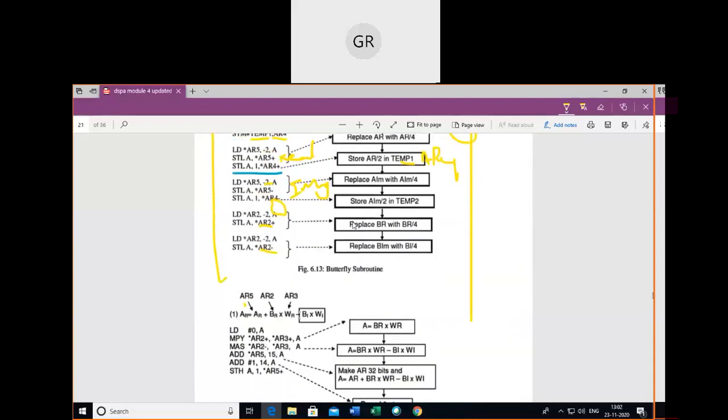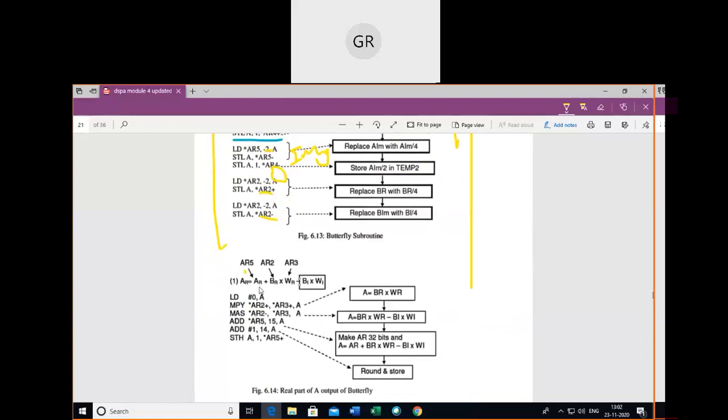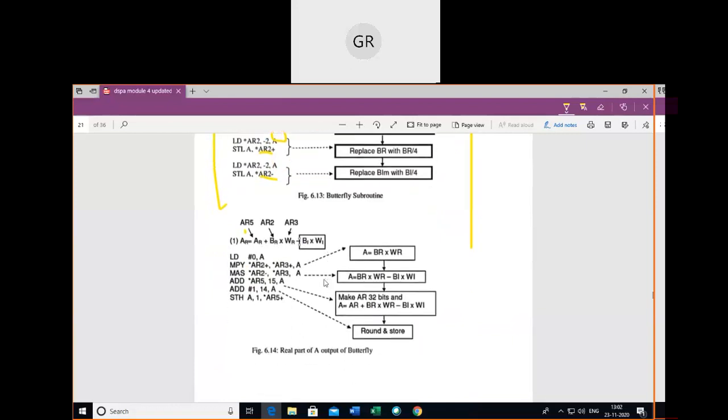See here. Consider this equation. AR dash equal to AR plus BR into WR minus BI into WI. Okay. Initially, load the accumulator with 0 value. Then he did multiply. Just remember AR2 plus BR, AR2 minus BI, AR3 minus WR, AR3 plus WR, AR3 minus WI. Just remember this. Okay. First he performs this part.